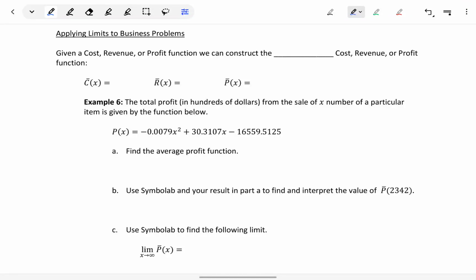Now we want to start mixing calculus into our business applications by constructing what we refer to as the average functions. That is, for a cost, revenue, or profit function, we can construct an average cost function, average revenue, or average profit function. Each of those are represented by this notation C bar, R bar, P bar. So that horizontal line we draw over top of the letter indicates that's the average cost function, and so on. And we construct that function by taking the original function divided by x.